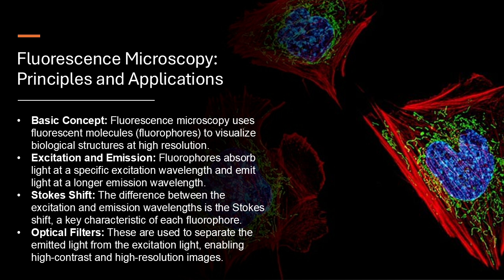Exactly. But how do we make sure we're only looking at the light from the fluorophores and not getting confused by all the other light in the cell? That's where the microscope's filters come in. They act like bouncers at an exclusive club, only letting in the specific wavelengths of light that we want to see. So we're basically cherry picking the colors of light that give us the information we need.